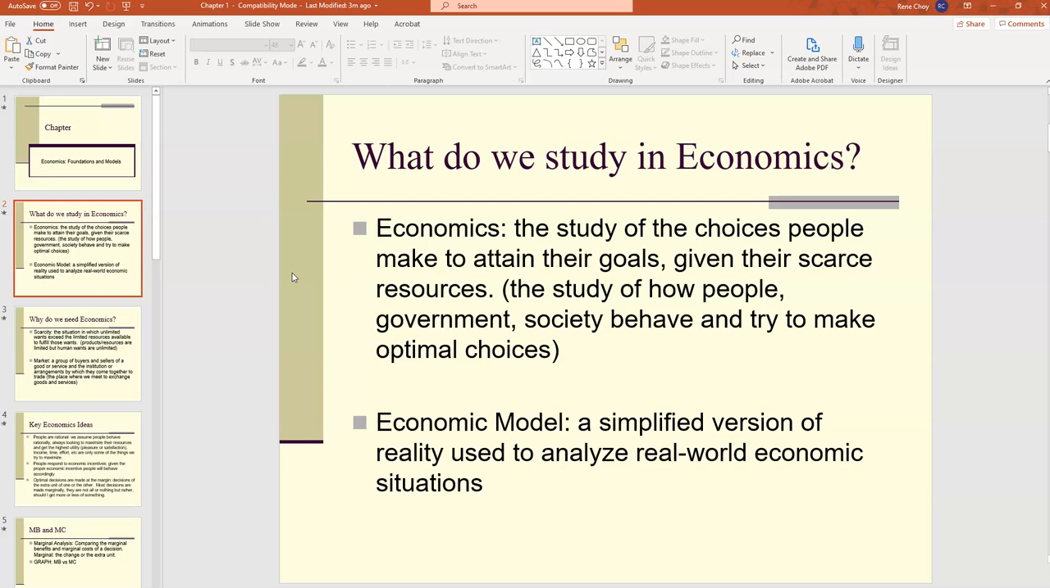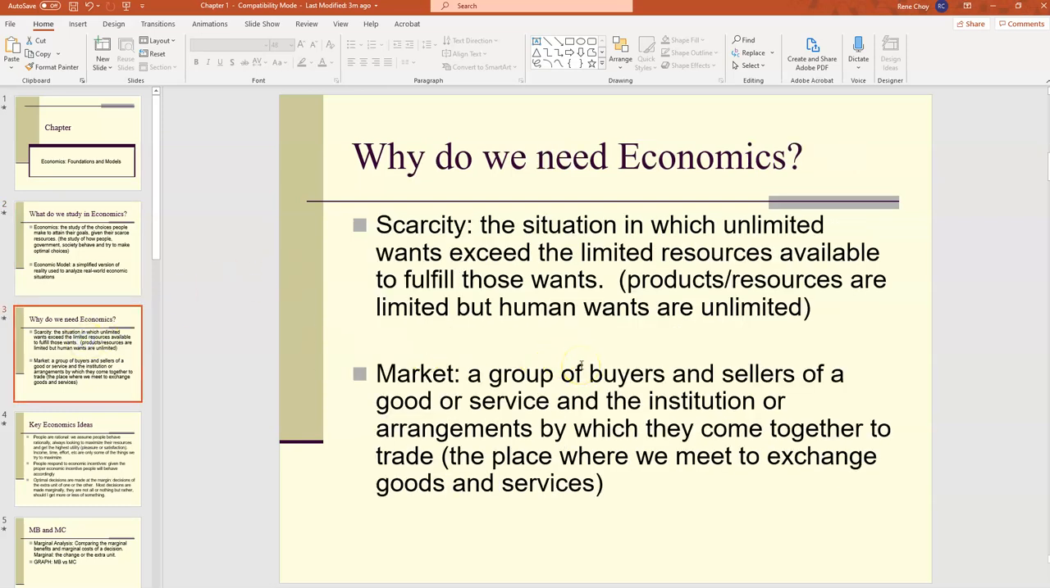An economic model is an oversimplified version of reality that tries to explain how people make those decisions. So the way you study economics is usually through the understanding of economic models. All right, now before we get to that, let's just talk about what exactly is scarcity.